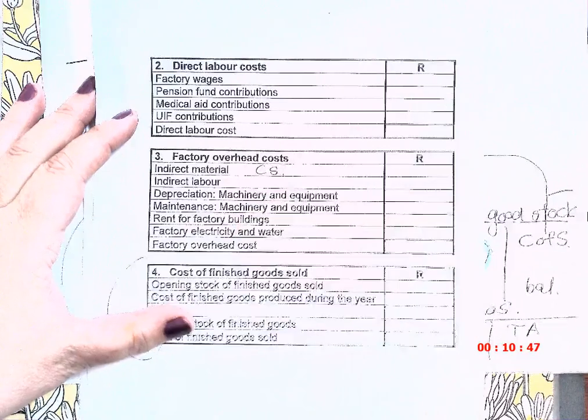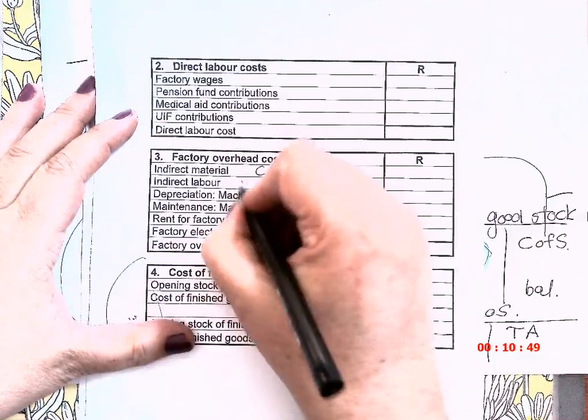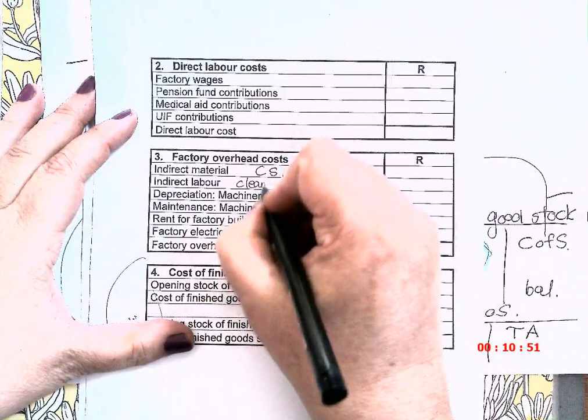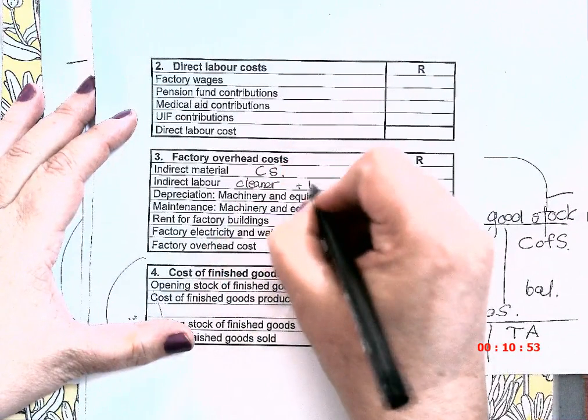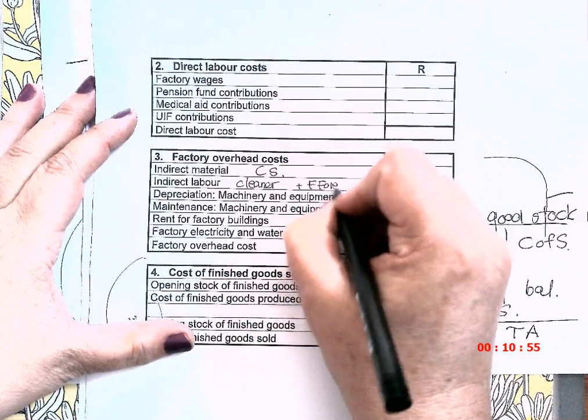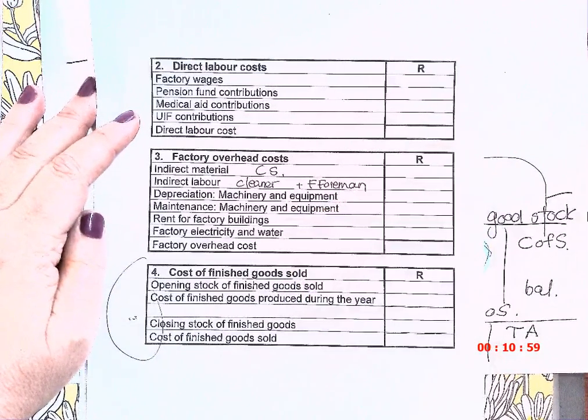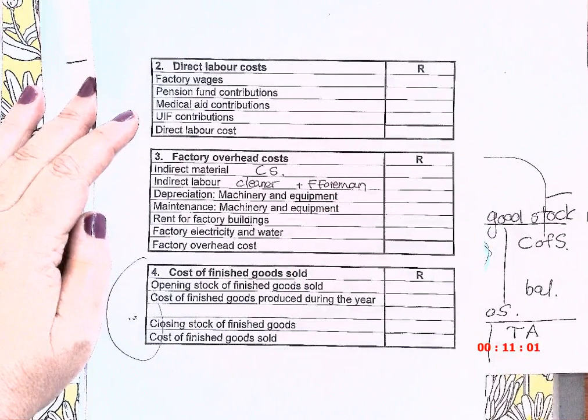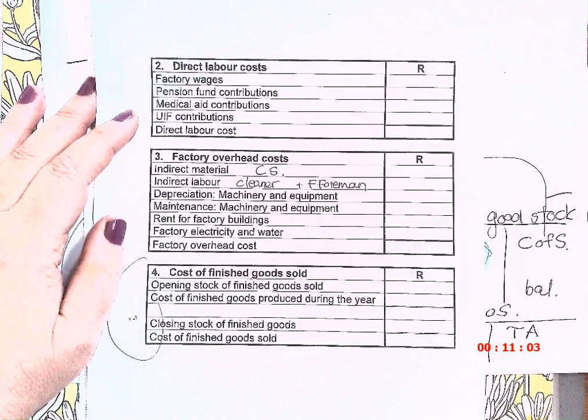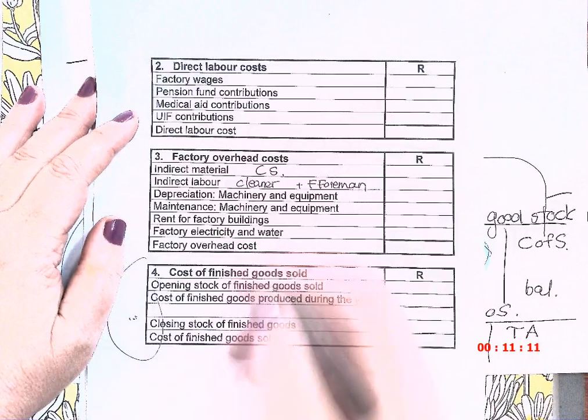Your indirect labor is usually the cleaner of the factory and the factory foreman. What's another name for a factory foreman? Manager. Okay. It's usually those two. Can bad debts go in here? No, because bad debts are selling and distribution. Can advertising go in here?